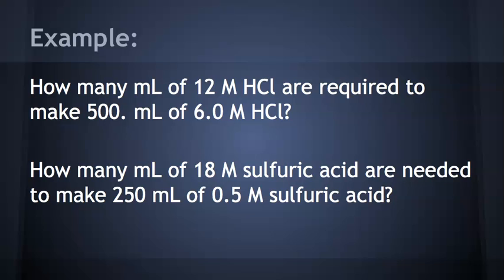So here are a couple of example problems. The first one reads, how many milliliters of 12 molar hydrochloric acid are required to make 500 milliliters of 6.0 molar? And the second one reads, how many milliliters of 18 molar sulfuric acid are needed to make 250 milliliters of 0.5 molar sulfuric acid? Again, you can pause the video to go ahead and try these out yourself. When you're ready, unpause, and we'll move to the next slide.